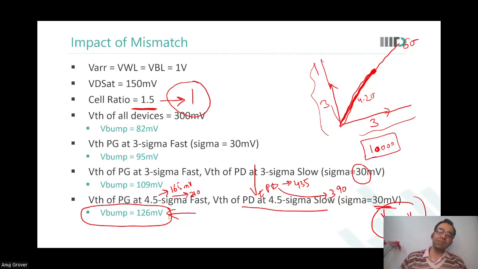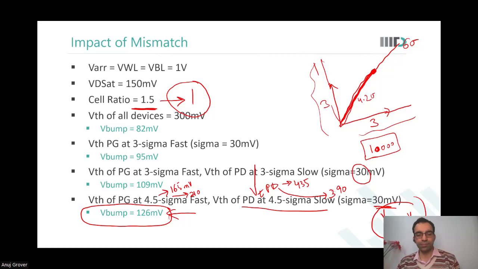And even in IDMs, this is usually done by the process teams, the technology teams themselves. A designer would not get to choose a cell ratio of 1. Until the technology team is convinced that yes, they can manage it, they will not open the possibility for the design team. But you should know.